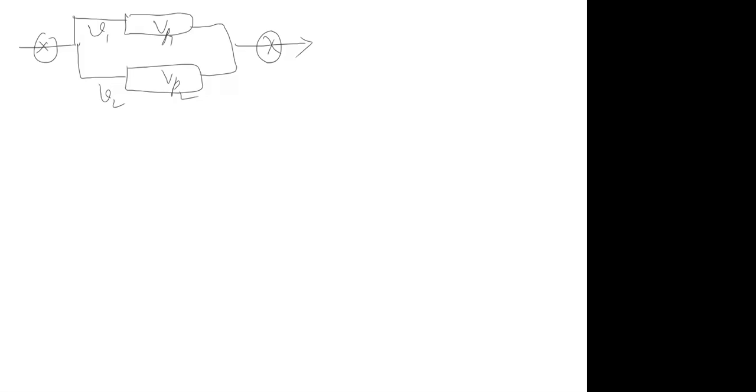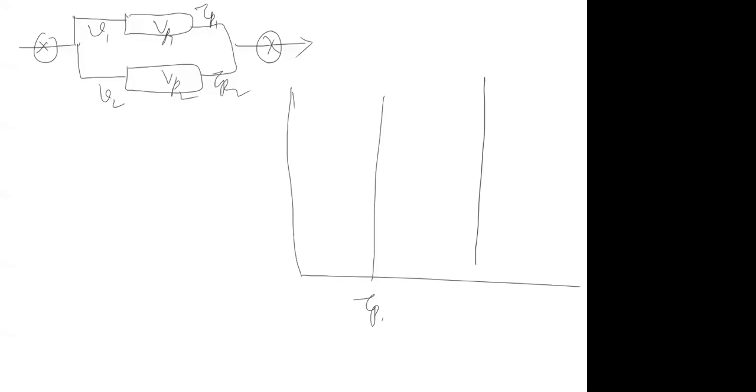Two vertical lines are provided if tau p1 and tau p2 are different. So you will get two vertical lines, let's say tau p1 and tau p2. If they are the same, then you will get a single straight line.